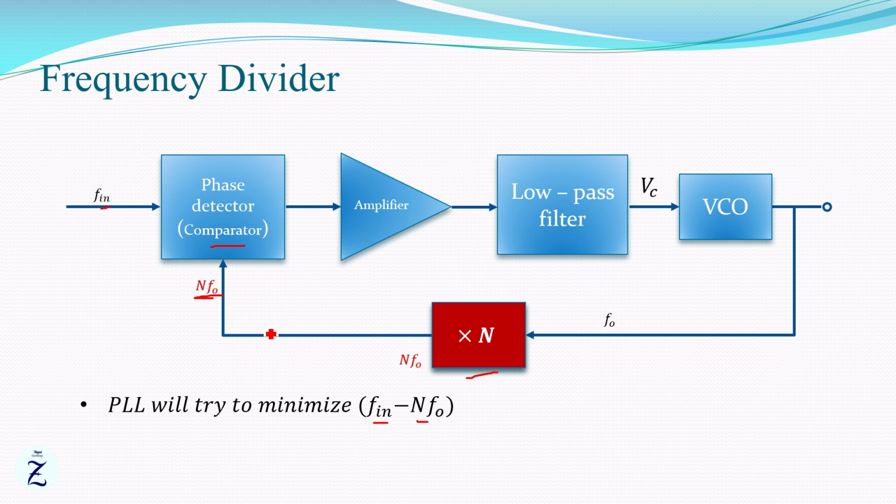When the input frequency is equal to N into F0, the circuit is said to be locked. Hence we can write Fin is equal to N into F0, or F0 is equal to Fin divided by N. This is how a frequency divider is obtained by using the PLL circuit.